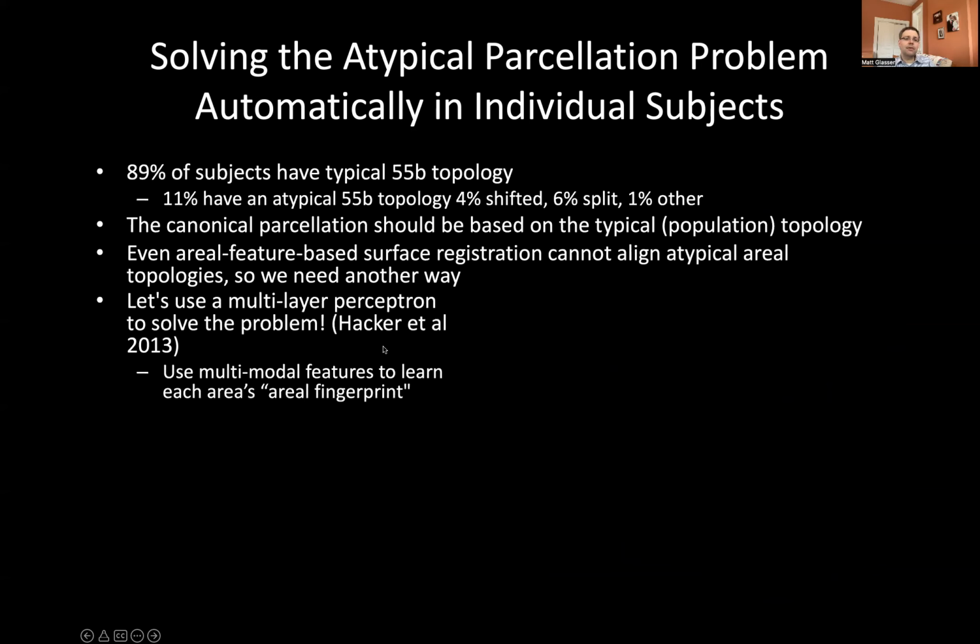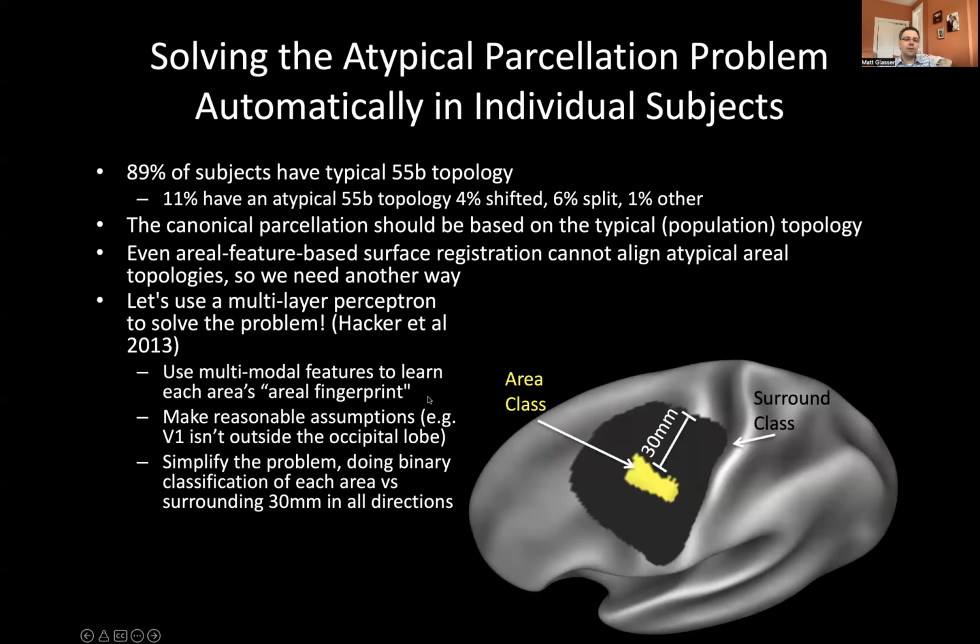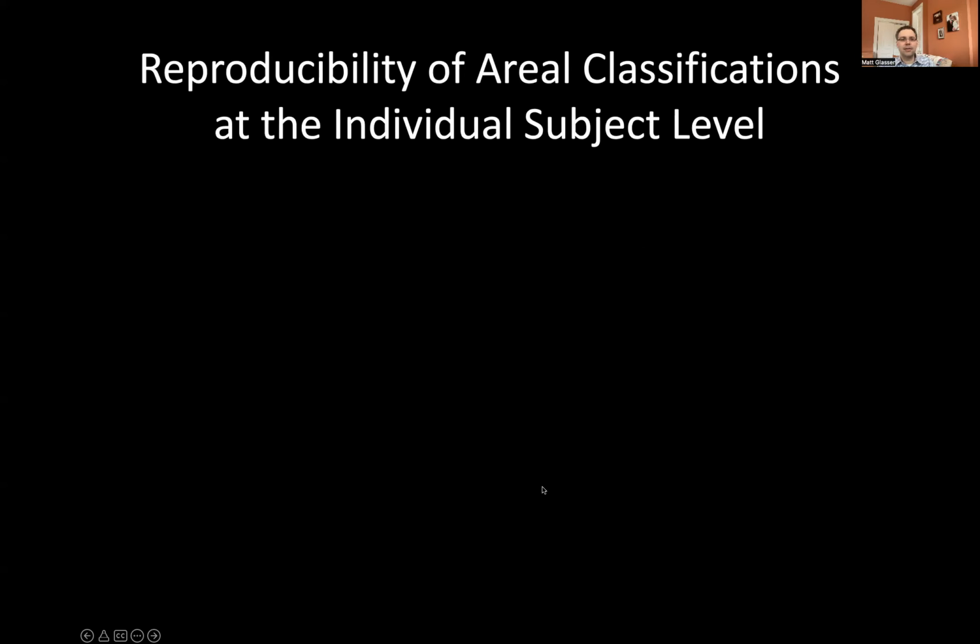Turns out we can use machine learning for this purpose. We can use a multi-layer perceptron to learn each area's areal fingerprint in terms of its multimodal features. We'll make a few reasonable assumptions, such as assuming that V1 isn't outside the occipital lobe. We can simplify the problem by doing binary classification for each area versus 3 centimeters in all directions across the surface. Combine across classifiers using the highest areal probability across all 180 classifiers, and see what we get.